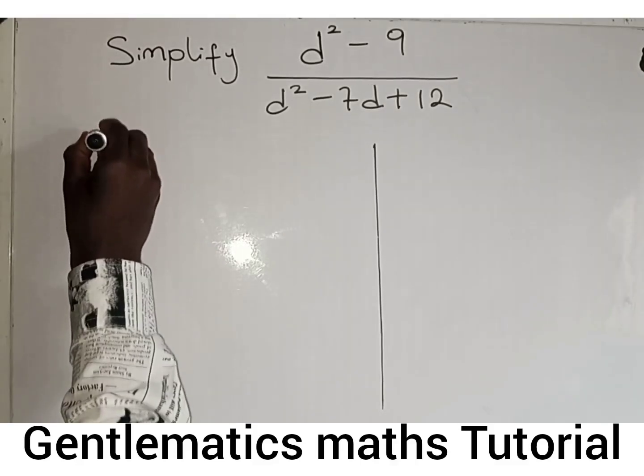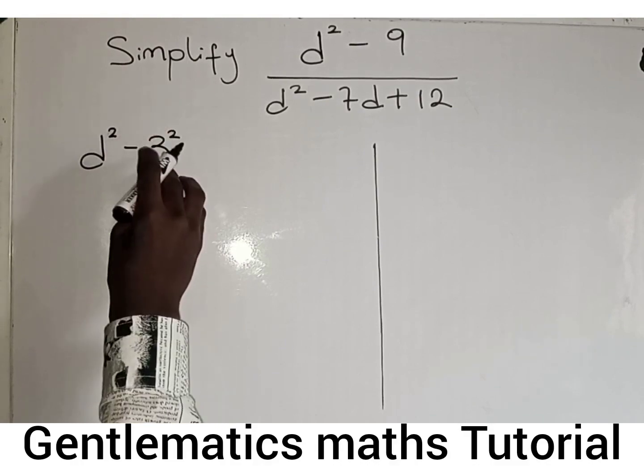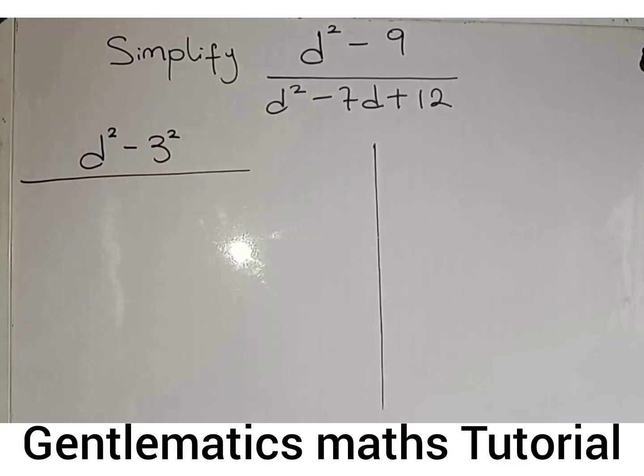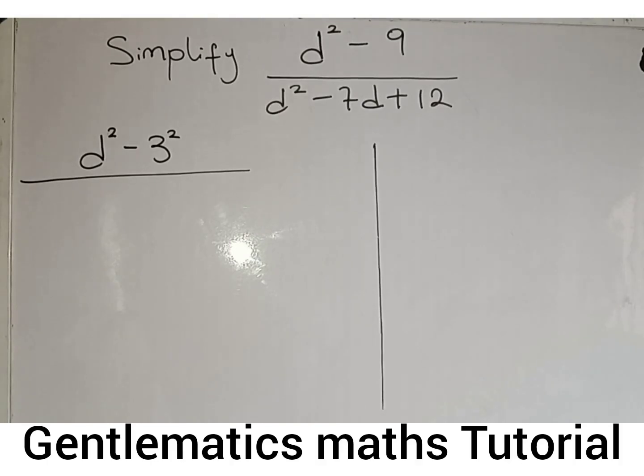The numerator can be written as d² − 3², because 3² will still give me 9. All over, I want to factorize this denominator. Look for two numbers such that when you multiply, you have 12d², and when you add those numbers together, you have −7d. And what are those numbers?